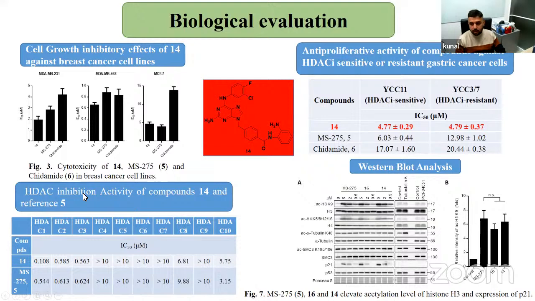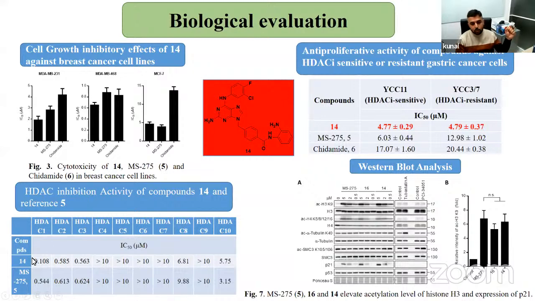Some do the enzymatic activity first. Some of us do the cellular activity first. But I'm talking from my perspective and my experience, we do the cellular assays first. So it becomes very, very important and mandatory for us to make sure that these cellular effects have been mediated through the HDAC inhibition, because that was the target. That was the target that we selected in the very beginning, in the initial stages of our drug design.